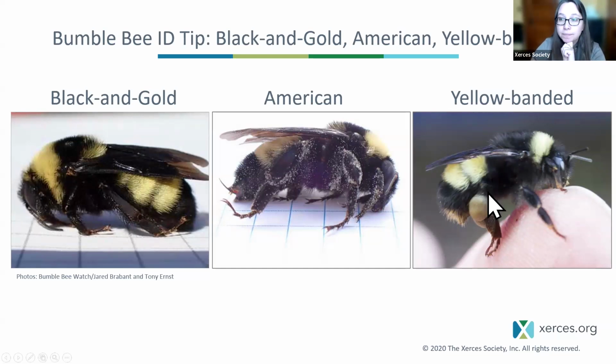and then yellow-banded bumblebees will have black hairs on T1. You also want to check for that little fringe of light hairs on the tip of the abdomen for yellow-banded bumblebees. That's a good cue that you're looking at a yellow-banded bumblebee. These bees also tend to be a little bit fluffier looking, especially their hairs on the top of the head look quite fluffy compared to the hairs on the American bumblebee and the black and gold.